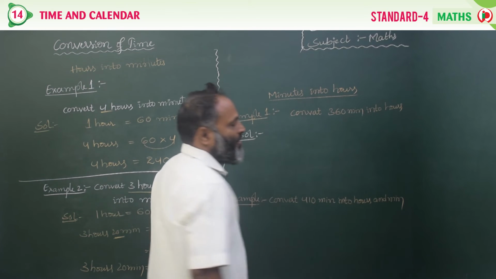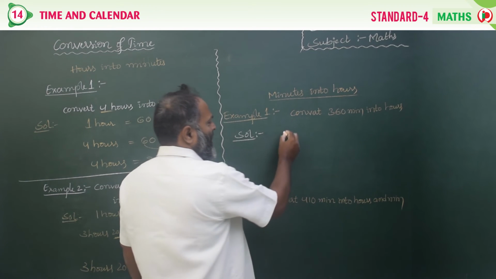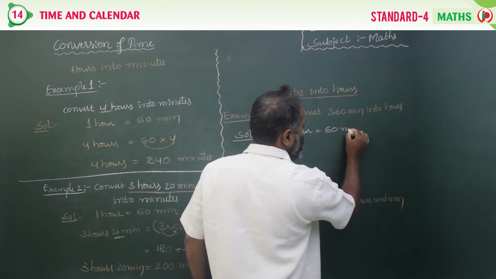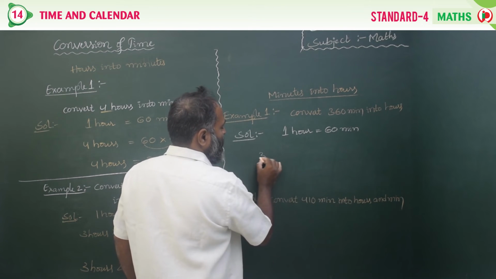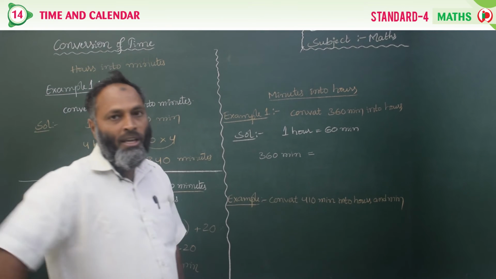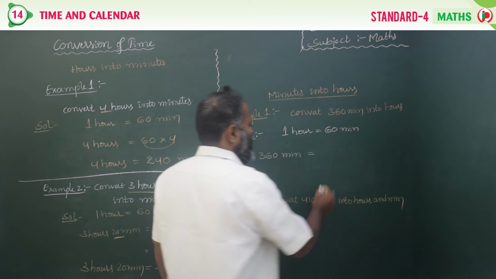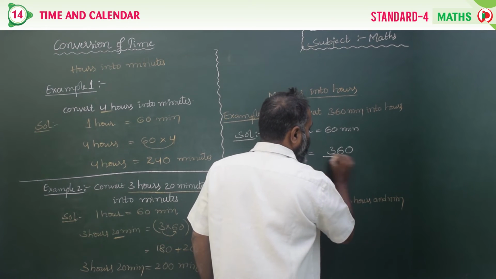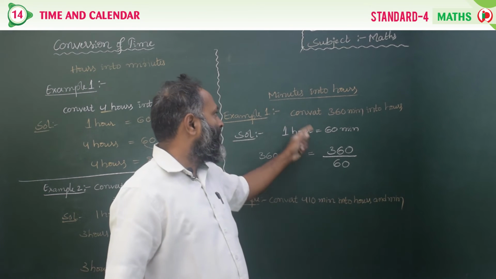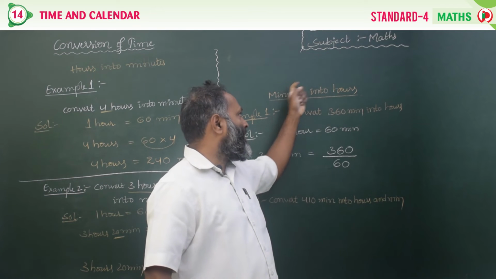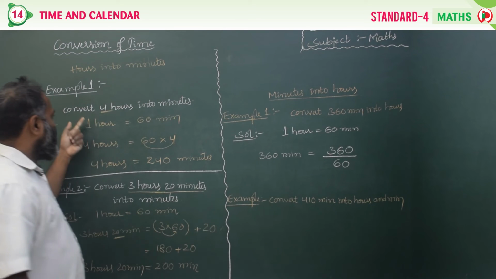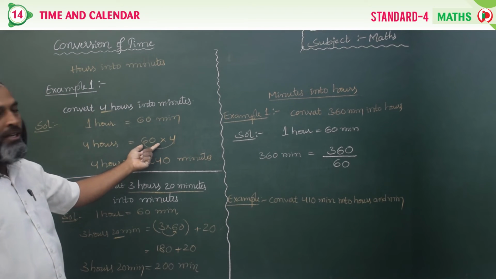See here, convert 360 minutes into hours. We know 1 hour is 60 minutes. Here we have 360 minutes. How many hours make 360 minutes? That means 360 divided by 60. Why should we divide with the unit quantity? Because here smaller is converted into bigger. Whenever smaller is converted into bigger, we should divide with the unit.